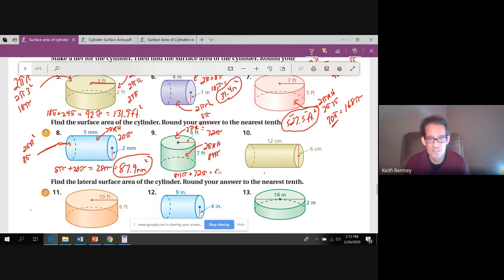489.8 is our surface area, square feet for that cylinder. Here's number 10.